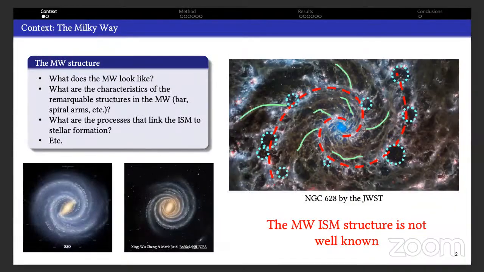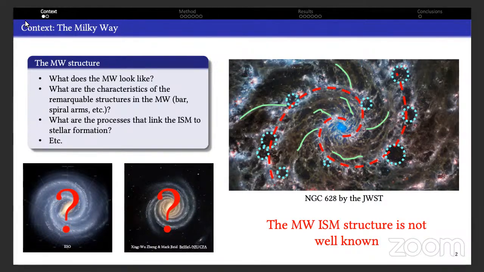What does the Milky Way look like? Is it more like this artistic picture of this one? We don't really know. We know that the Milky Way has some remarkable structures like the galactic bar and spiral arms, but we don't know exactly their characteristics. And we can ask what are the processes that link the interstellar medium to stellar formation.